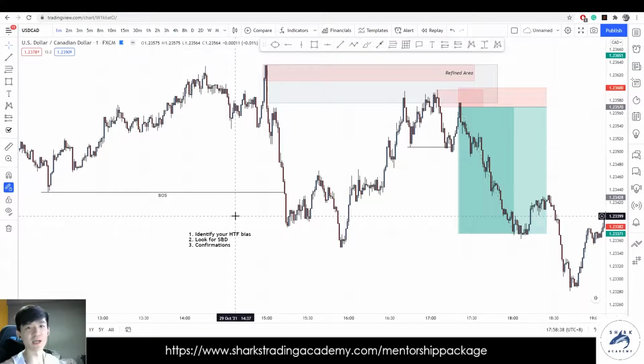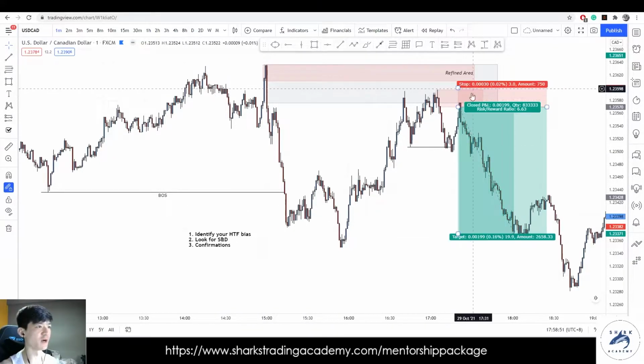Okay, we always look for the high time frame bias. We always look for supply and demand zones that are valid POIs for us to work with. And the third step would be confirmations by means of the lower time frame shift in structure. So this is how we caught the trade.